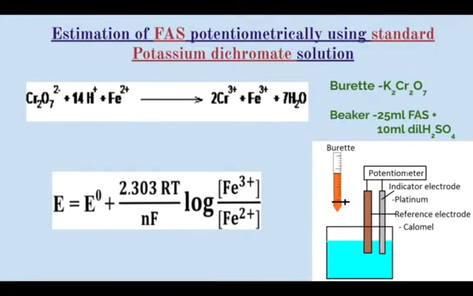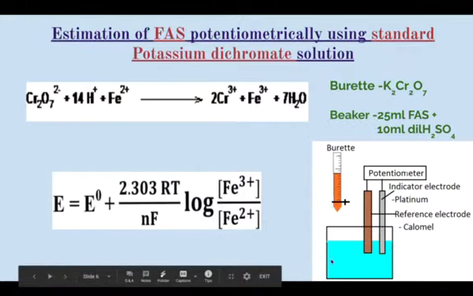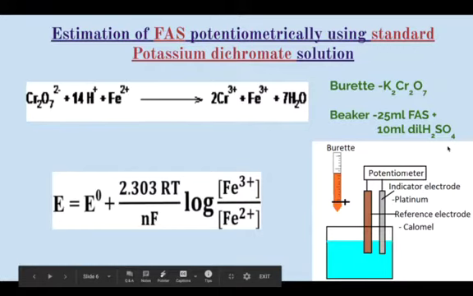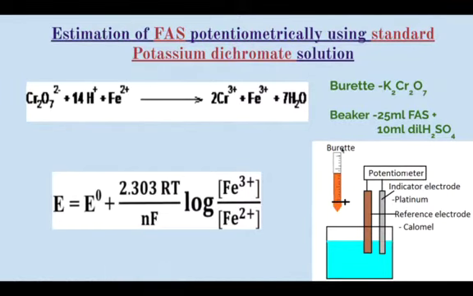Now coming to the laboratory part, estimation of ferrous ammonium sulfate potentiometrically using standard potassium dichromate solution. So here in the beaker, we'll take 25 ml of ferrous ammonium sulfate that will be provided to you. To that you will be adding 10 ml of dilute sulfuric acid, because here we are taking potassium dichromate in the burette. Potassium dichromate is a strong oxidizing agent only in the presence of acid. So for that purpose, we are making use of 10 ml of dilute sulfuric acid, which will be added to 25 ml of FAS taken in the beaker.